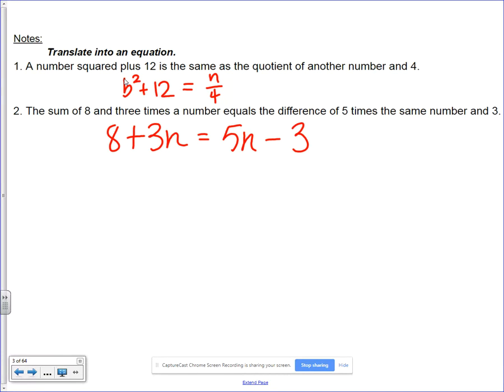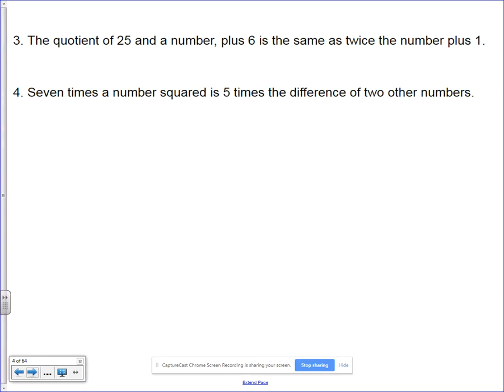Let's try another one. The quotient of 25 and a number. So how do I show that? See how the 25 comes first? So 25 over n. Now, does everybody see the comma in there? That comma means now I'm off to the side. I'm in a new portion of this. Plus 6, so obviously plus 6. I'm not putting the plus 6 down there with the n because of that comma.